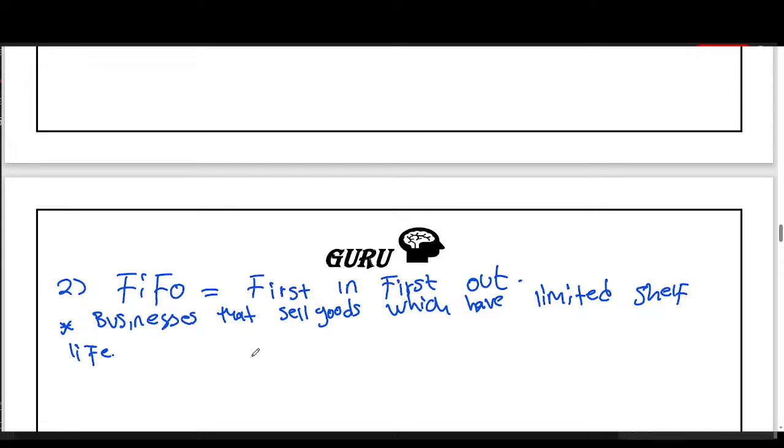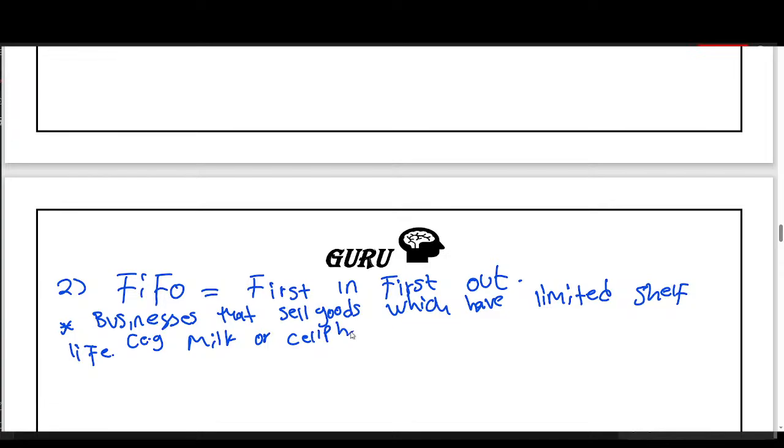Right. With the FIFO method, I was still explaining what FIFO means and how it works. The business that sells goods which have limited shelf life. For example, we can talk about milk. Milk has a limited time on the shelf. If you put it on the shelf after its lifetime, no one is going to buy it because the milk has expired.